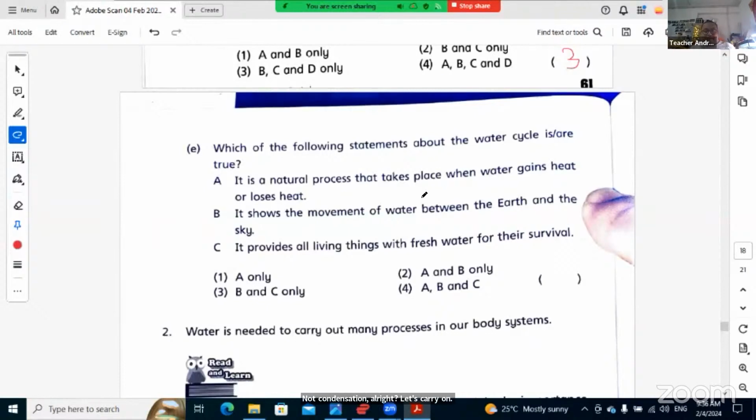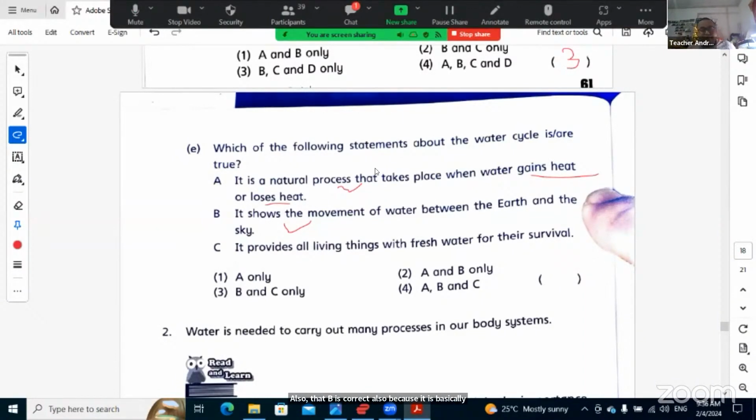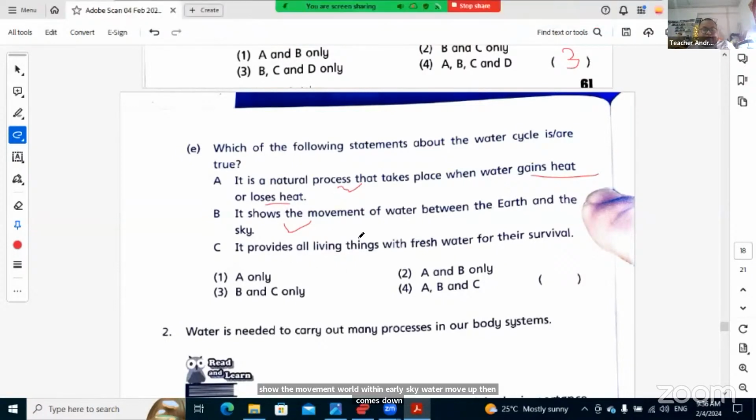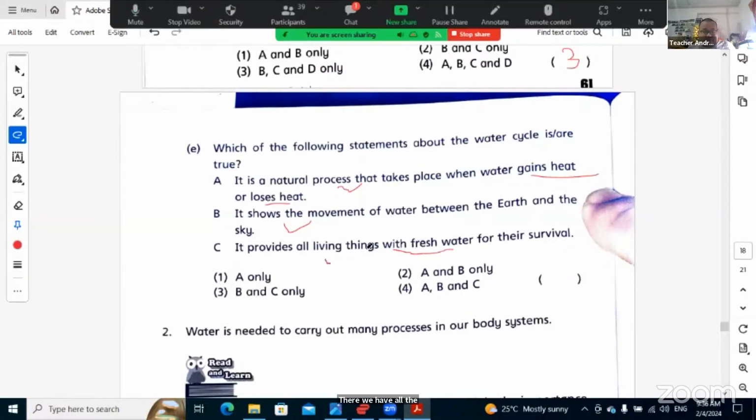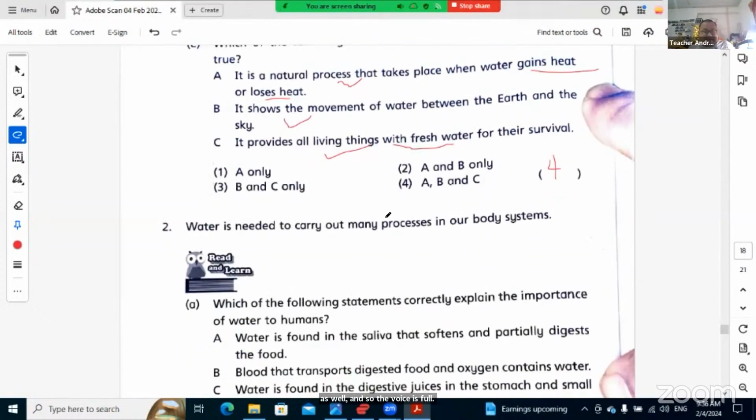Which of the following statements about the water cycle is or are true? Well, we know that the water cycle is definitely a natural process where water gains heat or loses heat. Also, B is correct because it basically shows the movement of water between earth and sky. Water moves up, then comes down. Then we have all living things. It provides fresh water is true as well. Answer is 4. All right. Next up.